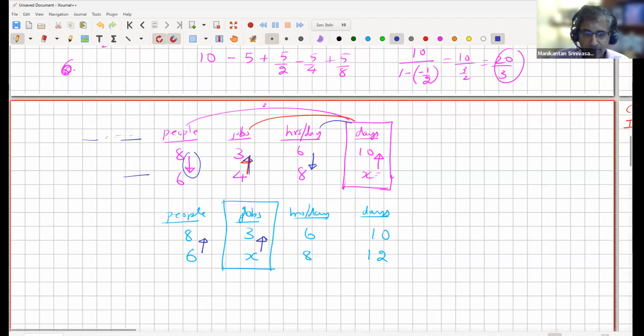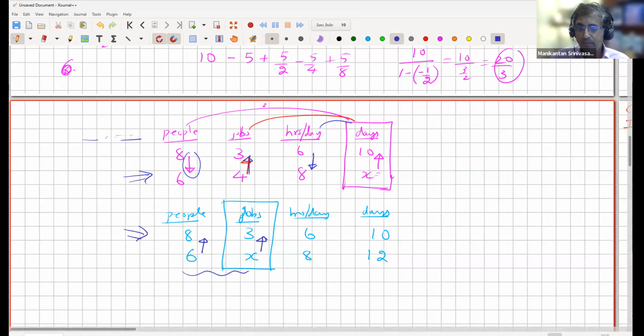Now note the comparison between this and this. In this instance, the jobs and people are directly proportional, whereas in the first example, days and people were inversely proportional. So it's not always that the arrows will be consistent. You look at what you are trying to solve for, and then with that relationship, you go. Similarly, jobs and hours per day: if you have to do more jobs, then you need fewer hours per day, correct?